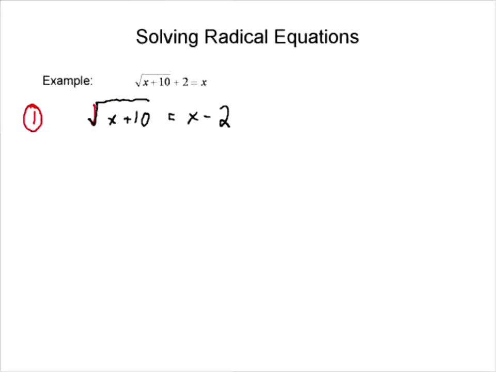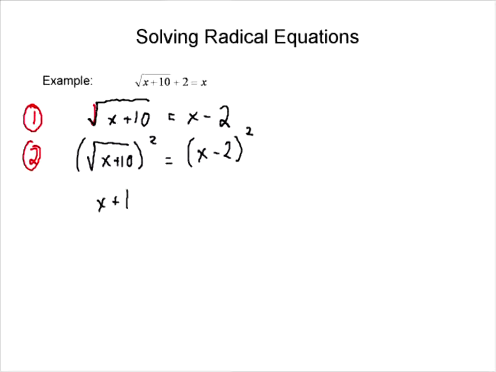So if we square both sides of the equation, we're going to get the square root of x plus 10, square that, and we're going to get x minus 2. Now, the one thing that you have to be cautious about is if you square the radical, it just gets rid of the radical, which is what we want.